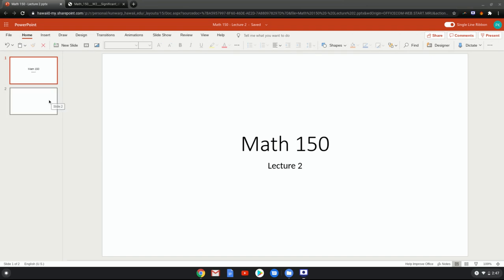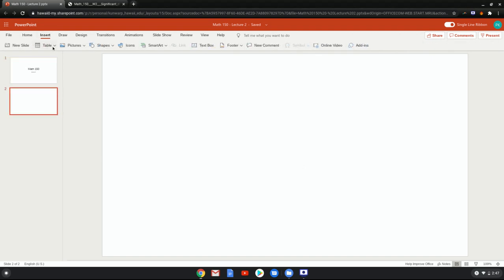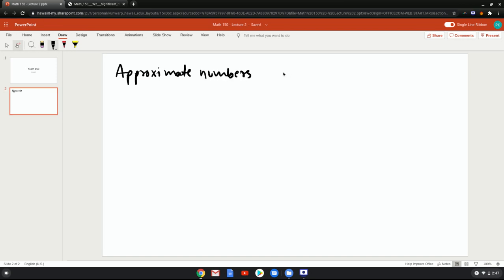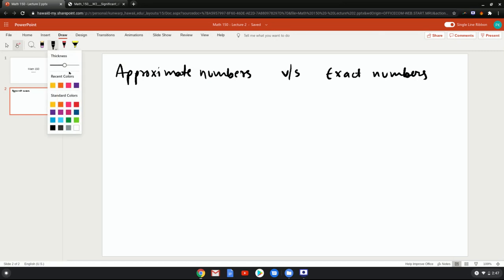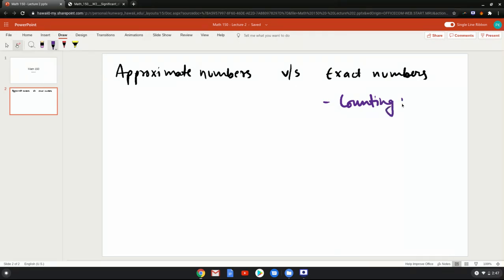All right, the second lecture, we're going to be talking about something called approximate numbers versus exact numbers. Now, when we say an exact number, what we mean is counting numbers. For example, 10 fingers, 20 people, etc.